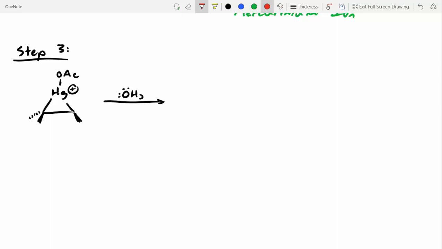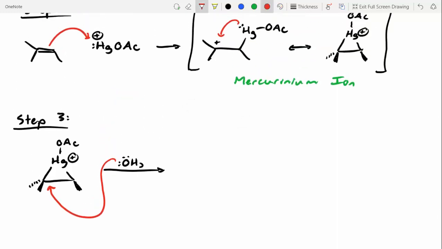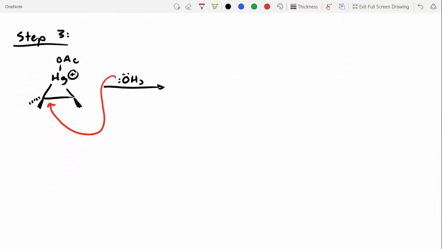So if we think about this, water will most likely attack the left-hand side, because when we think about it, this left-hand carbon has a lot of positive character on there. So in this case, even though sterics indicate that the water should attack the less substituted side, electronics says that the water will attack the more substituted side. So when we do this, it's going to slingshot this mercury out, and we end up forming some new bonds.